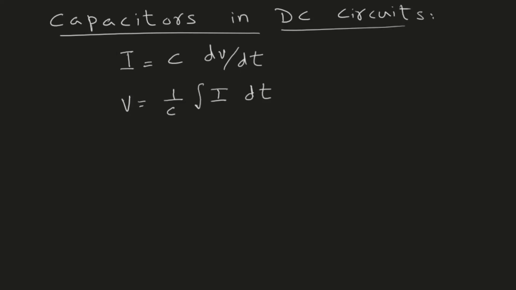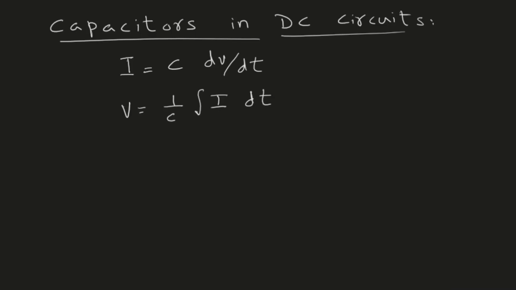In this video, we will further study the capacitors in DC circuits. The equation that relates the current and voltage of a capacitor is given here, where we say the current through a capacitor is I, which is equal to C times the rate of change of the voltage.